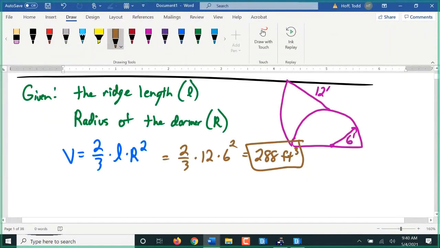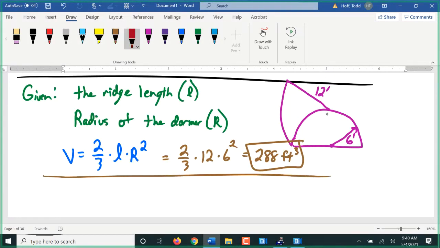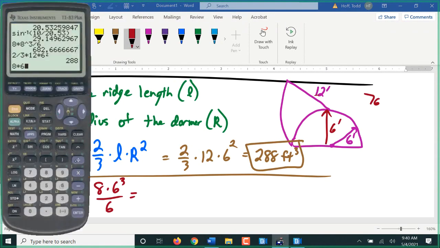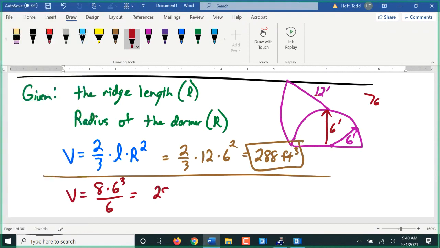Now we could test this to make sure that these formulas give us the same. This radius of 6, of course, would be vertical as well, and that length of 12 would technically be a run of a slope. So this is a 6/12 roof. So let's make sure that that formula for radius and slope gives us the same result. That formula was 8 times the radius cubed, so that'd be 8 times 6 cubed over 6. 8 times 6 to the power of 3 divided by 6 is also 288 cubic feet.